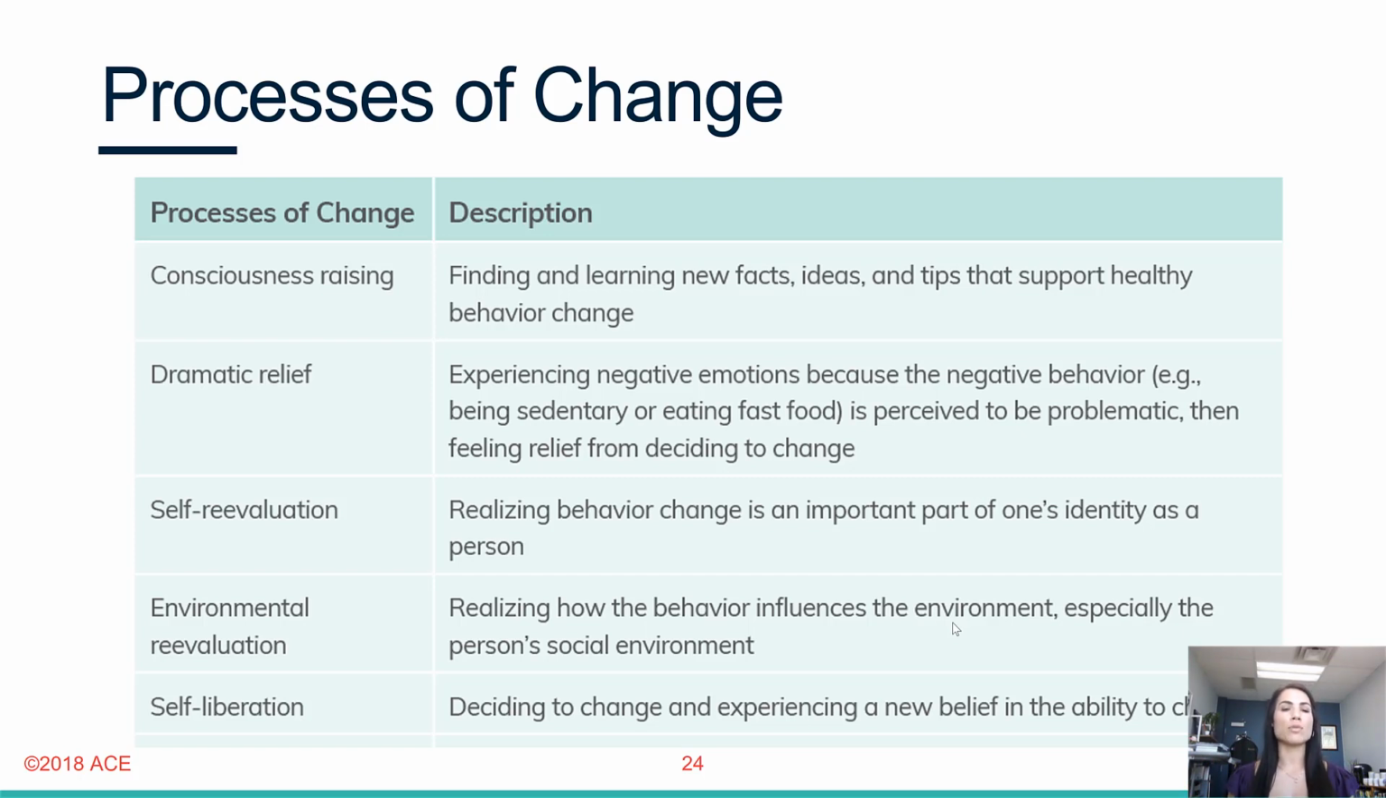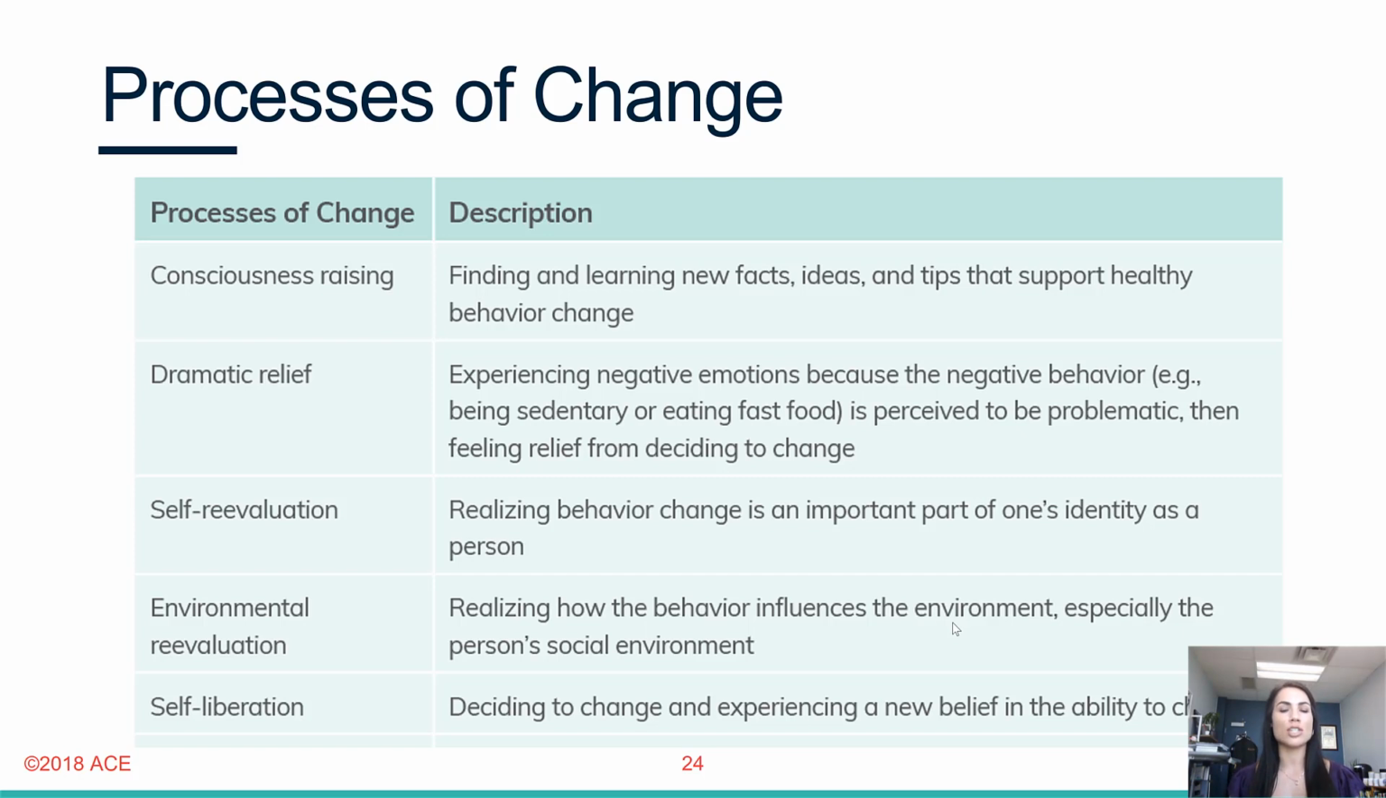A fourth would be environmental reevaluation. This is when they realize how the behavior influences the environment, especially the person's social environment. Smoking is a great example we can use here. What was so powerful and helped a lot of people quit smoking was when the knowledge of secondhand smoke came out. When it came out that secondhand smoke was actually worse for the loved ones around the smokers than it was for the actual smoker, that was one of the main reasons why a lot of people stopped smoking. This was environmental reevaluation.